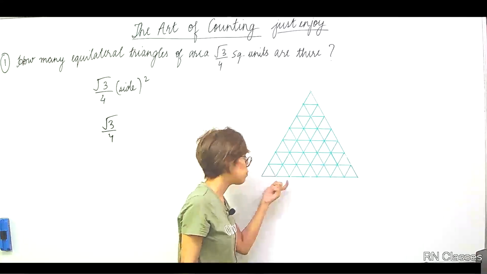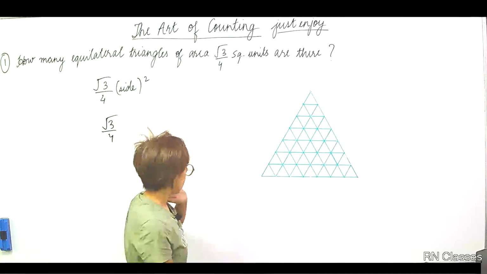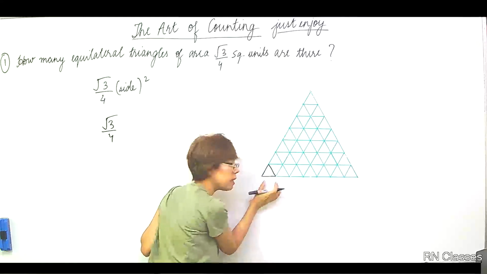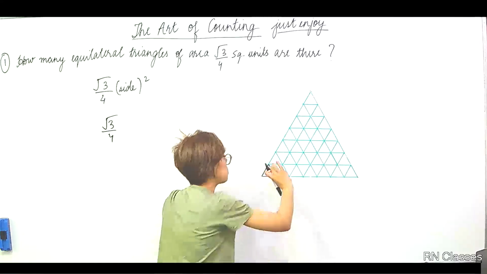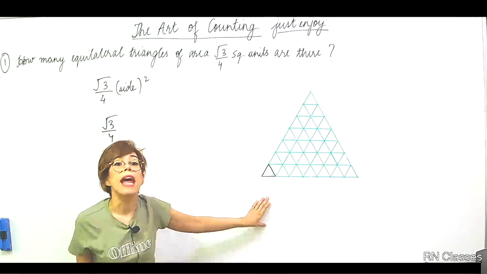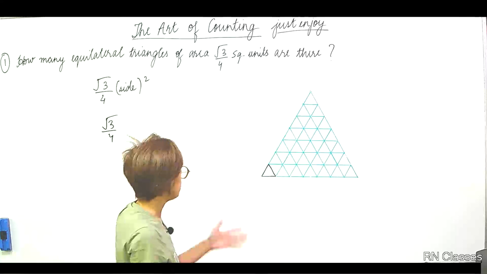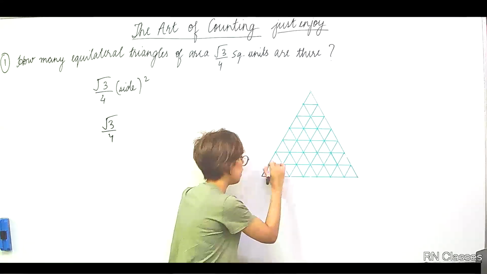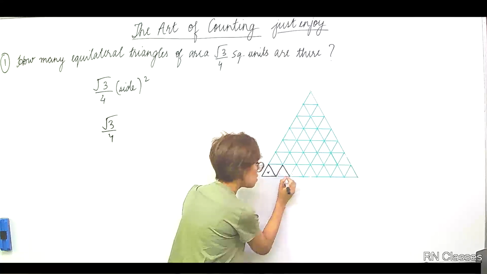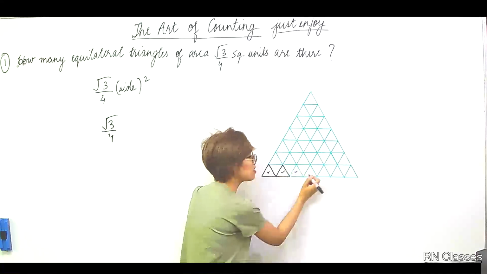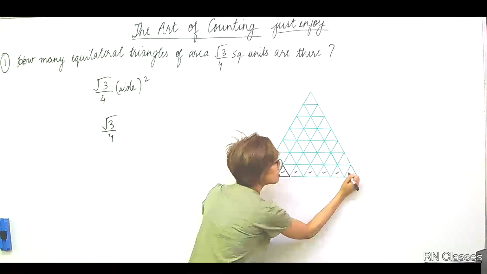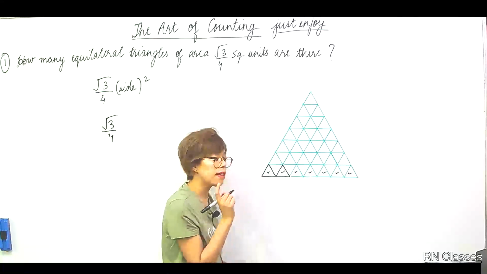So obviously this is 1 unit, 1 unit, 1 unit, right? If I consider this triangle, this is 1, yes. This is 1, yes. This is 1, yes. So this is definitely an equilateral triangle with side as 1 unit, right? Okay, so this is the one. Iska area hoga √3/4. And let's look for another one. This one, yes, definitely. And this one, yes, yes. So count kare 1, 2, 3, 4, 5, 6, 7.